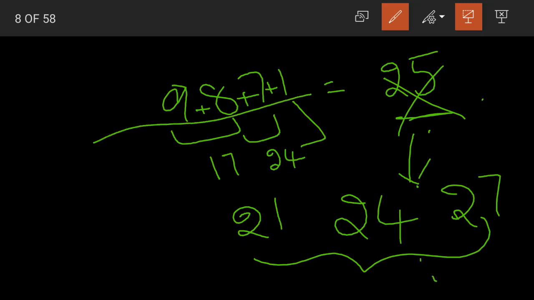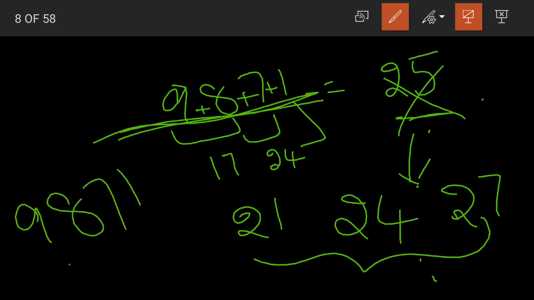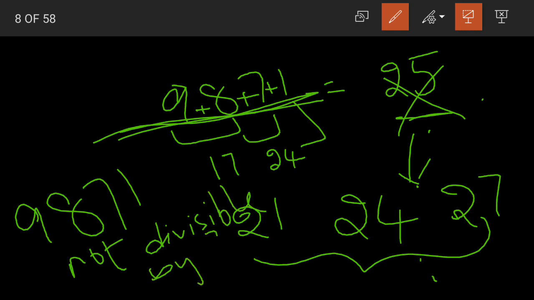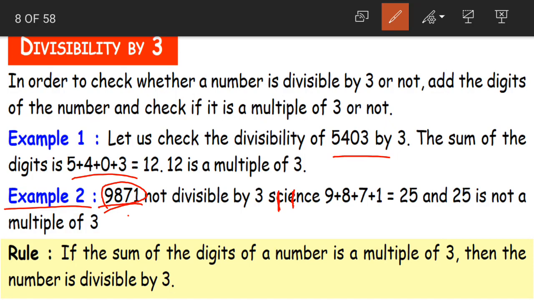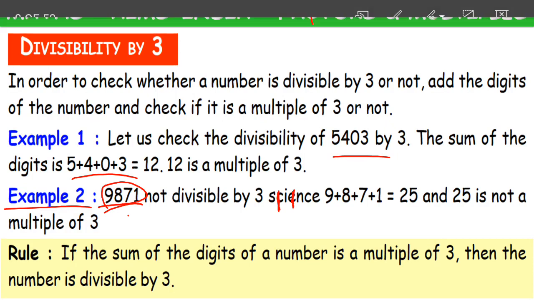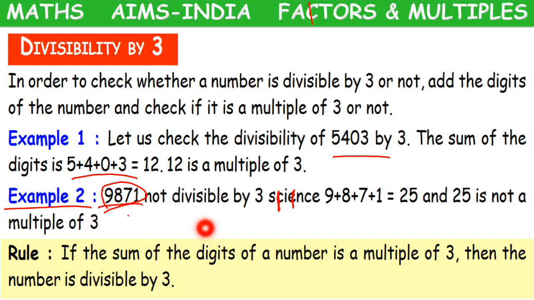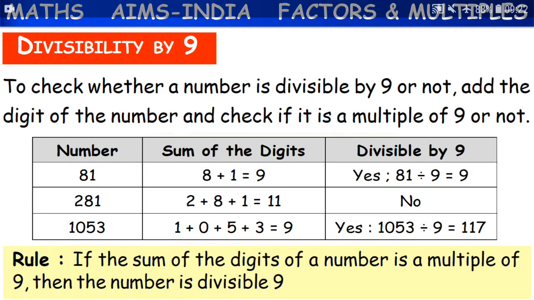So what does that mean? The complete number 9871 is also not divisible by 3. Clear, children? Divisibility rule. Yes, the divisibility rule for the number 3. What is the rule? If the sum of the digits of a number is a multiple of 3, then the complete number is also divisible by 3.